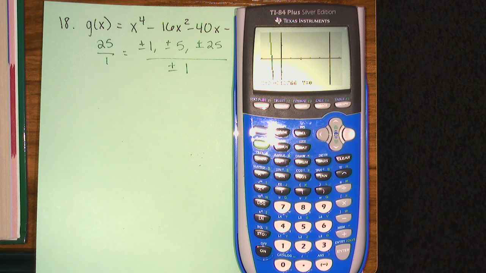Okay? So where does it look like they fall on here? -1 and 5.